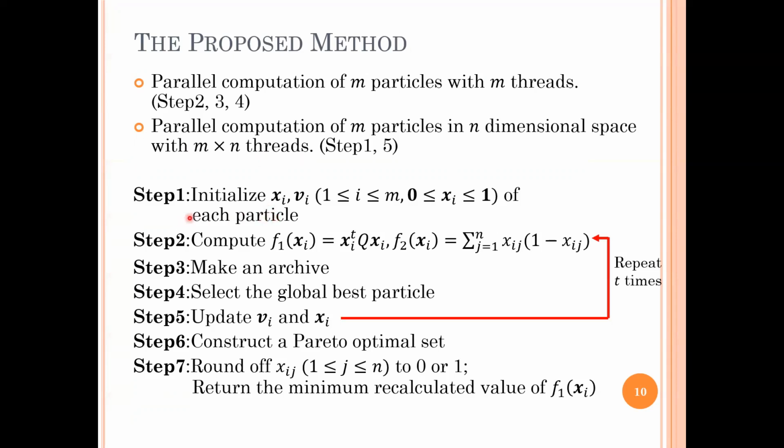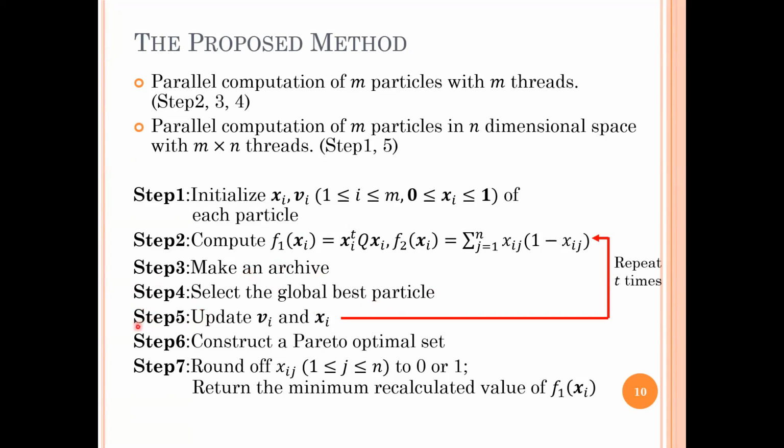Step 1 is to initialize the positions and the velocities of each particle. The x sub i vector is a real number in the range 0 to 1. Step 2 is to compute the objective functions, F1 function and F2 function. Step 3 is to make an archive. Step 4 is to select the global best particle. The global best particle is a random selection from the archive.